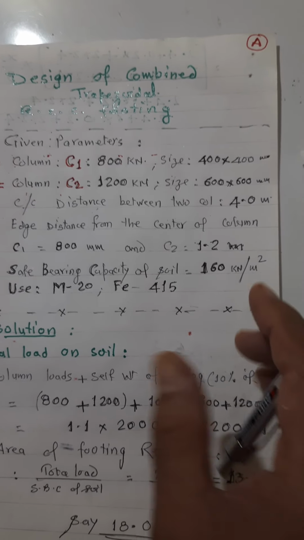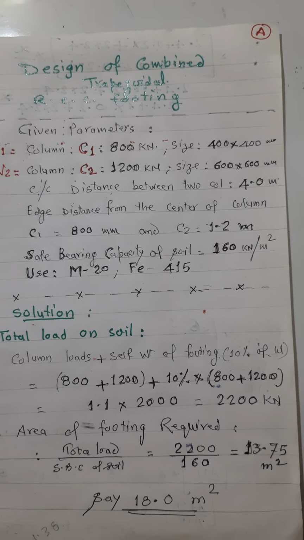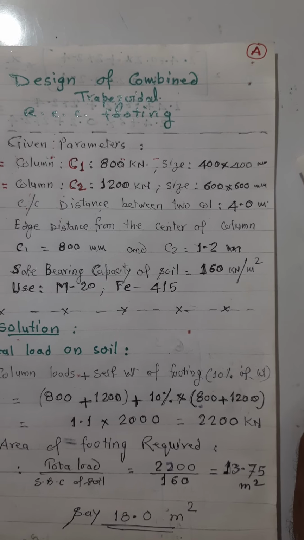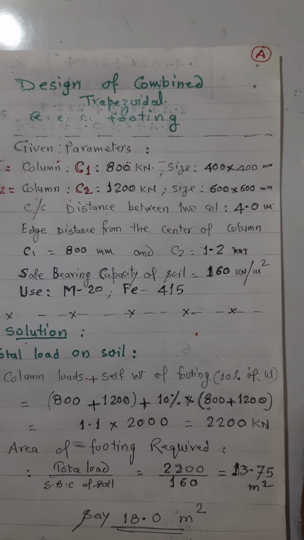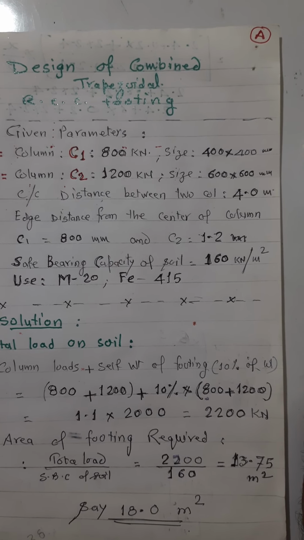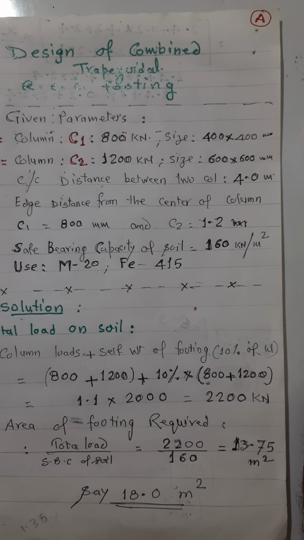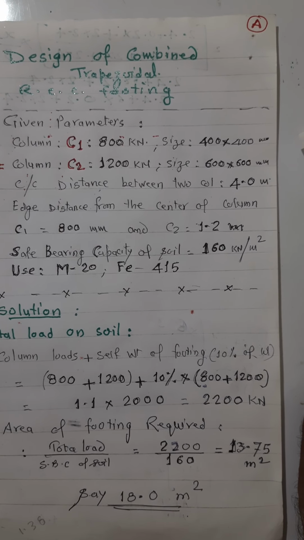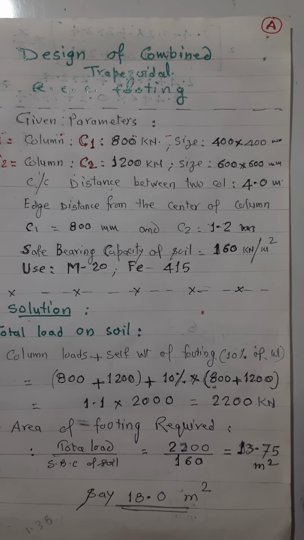Because of some restrictions in the length, because of some boundary conditions, boundary parameters, we will have to go for the design of the footing not as a rectangular but as a trapezoidal one. So we will have to calculate the dimensions according to the parameters given. The other parameters are, of course, M20 and Fe415 as usual.